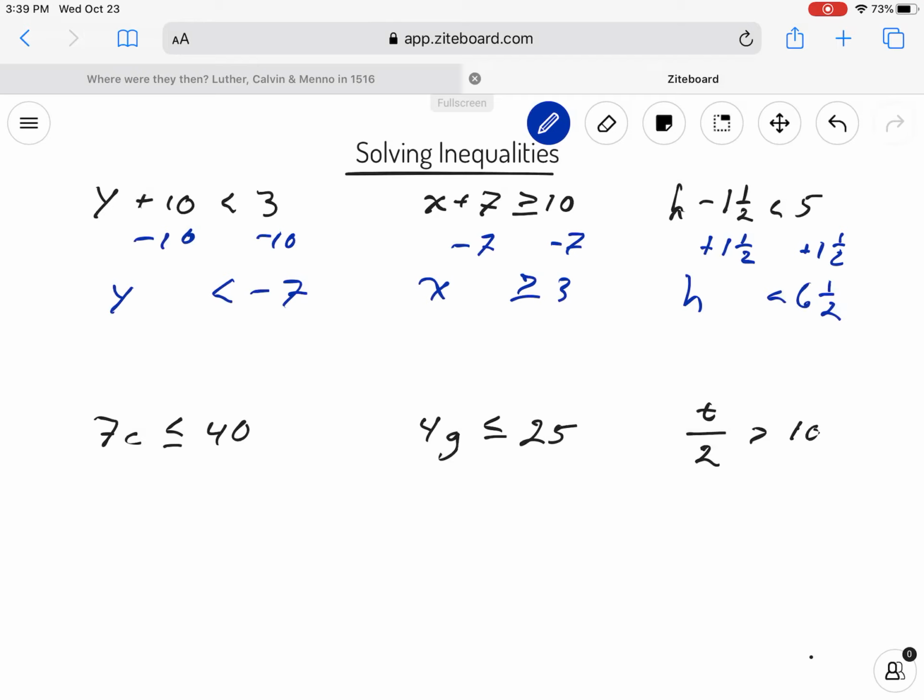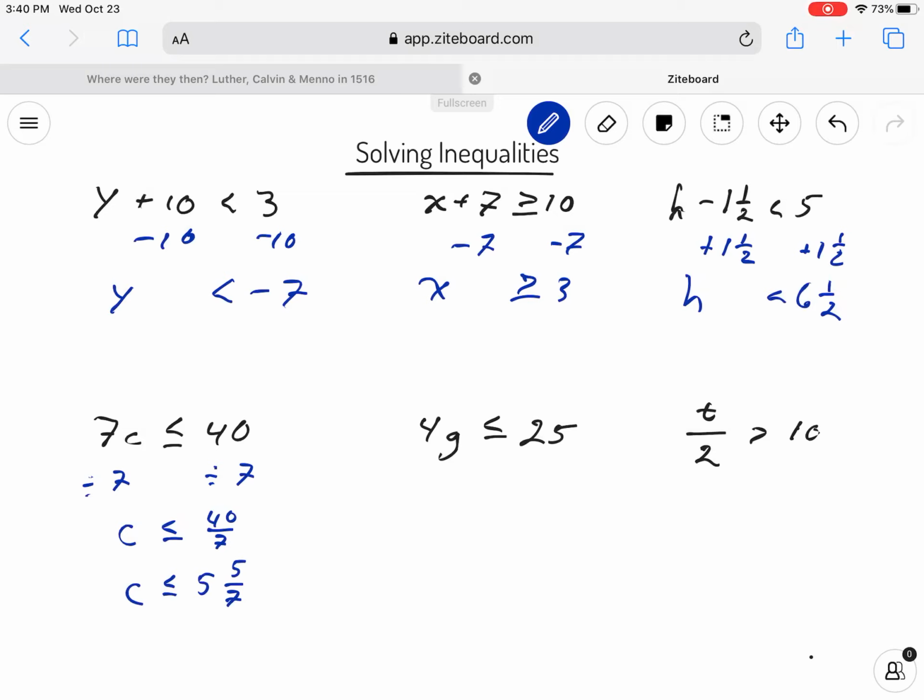So we have 7 times c is less than or equal to 40. So I'm going to divide both sides by 7. And that just leaves me with c. 7 divided by 7 is 1. So c is less than or equal to 40 over 7. Or, if I'm going to put that in a proper fraction, 5 and 5/7, so mixed number, I mean.